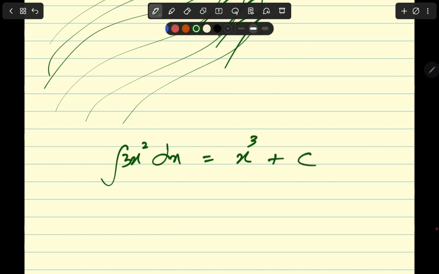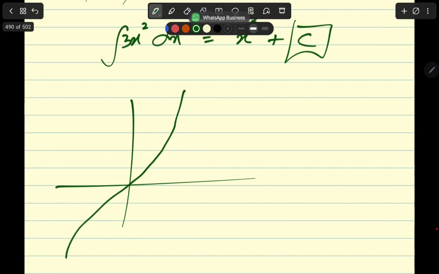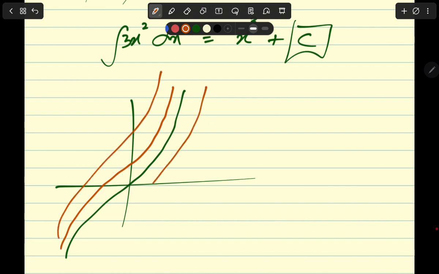And we will also write a constant of integration because we do not know the exact vertical placement of this x cube. So if it passes through the origin, then of course x cube is like this, but the same derivative function will also be of this graph and of this graph and of this graph and of this graph. So unless we know one position at which this graph is passing from, we cannot really tell the exact function, right?